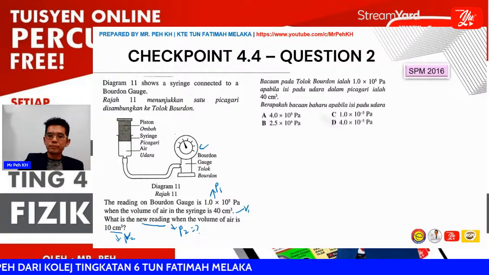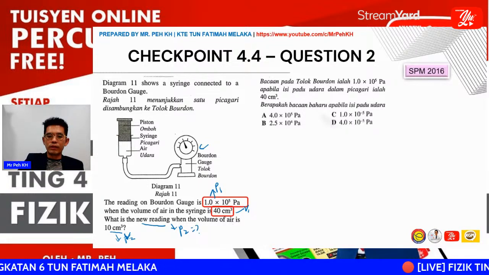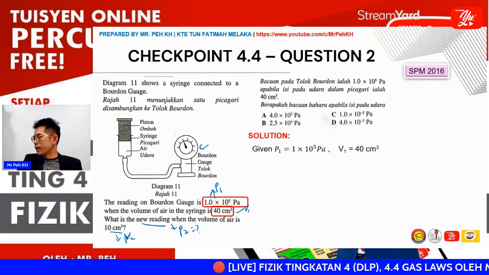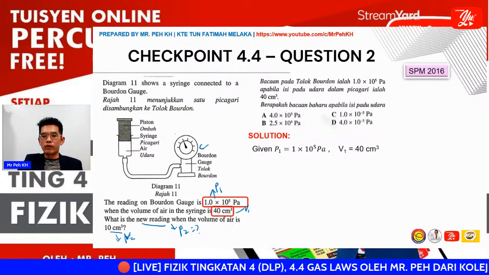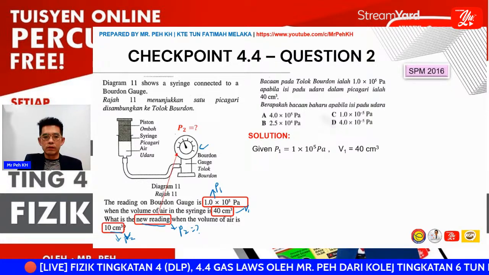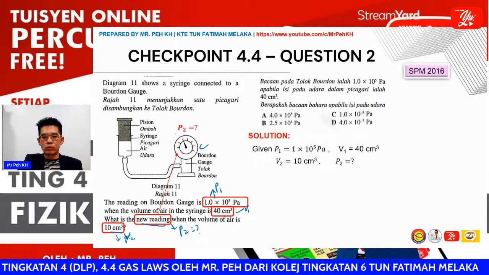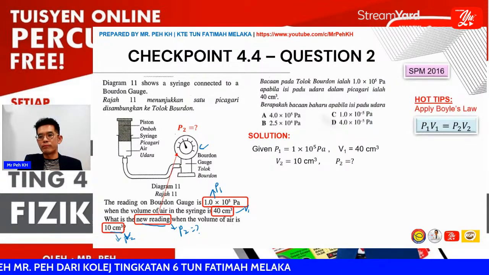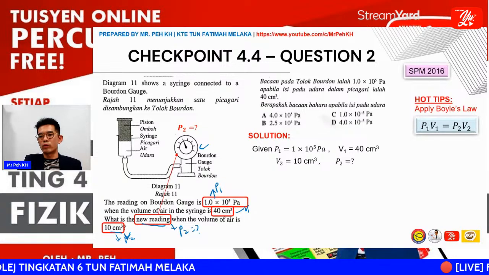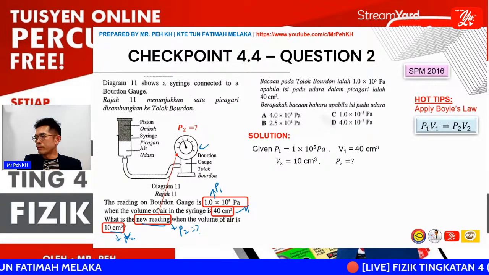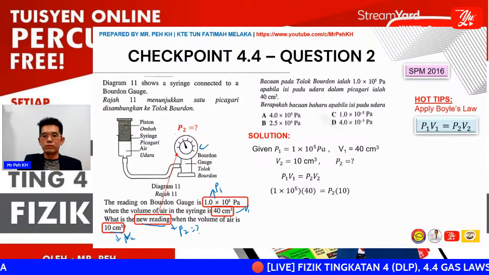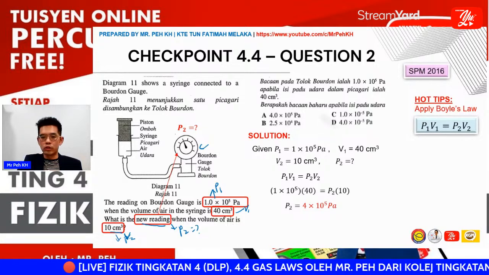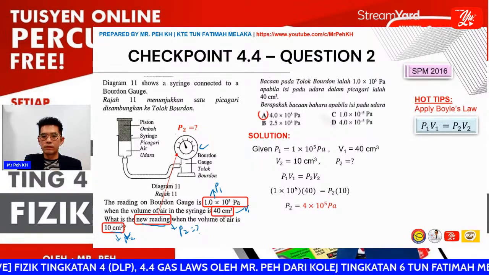Here this is the value given. So P1 equal to 1 times 10 power 5, V1 is 40. Then we need to get P2 with the volume decreasing to 10. So here we apply Boyle's law with this formula, P1 V1 equal to P2 V2. We substitute all the values, so we get 4 times 10 power 5. So we get answer A.